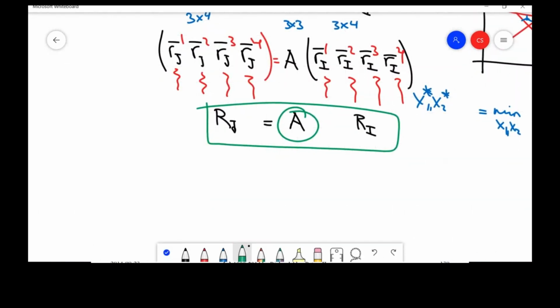Okay, so what would I like to do? I would like to do the following. I am tempted to do this: I multiply by the inverse of Ri on the right, and then I'm done. I have it. Can I do that?